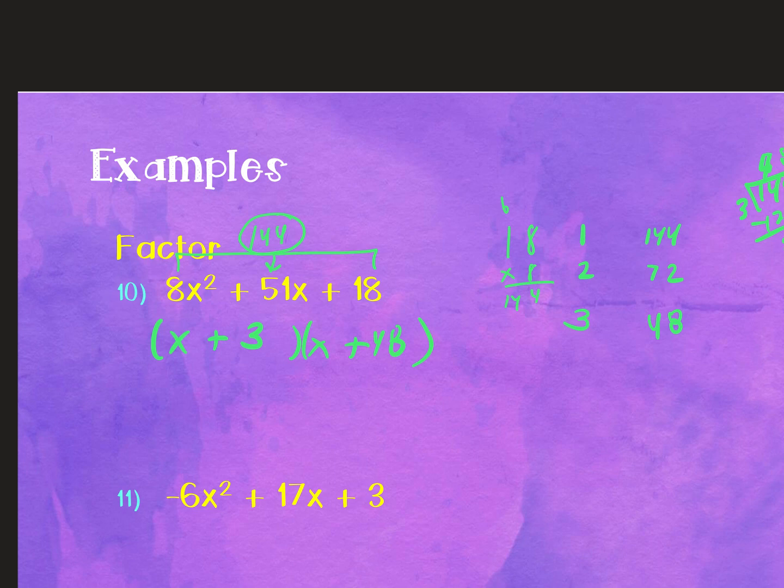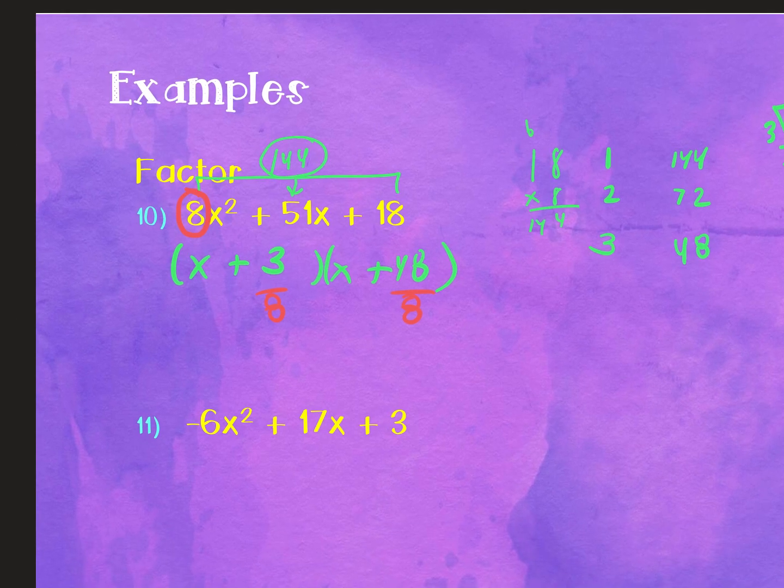What do I do now? I have one extra step since my a term is not 1. What do I do? Divide both of my factors by 8. If they divide out pretty, great. If they don't, simplify and move to coefficients. Does 3 divide by 8 nice and pretty? No. So this comes out in front. So I have 8x plus 3. Does 48 divide by 8 nice and pretty? Yep, x plus 6. So now these are the same.